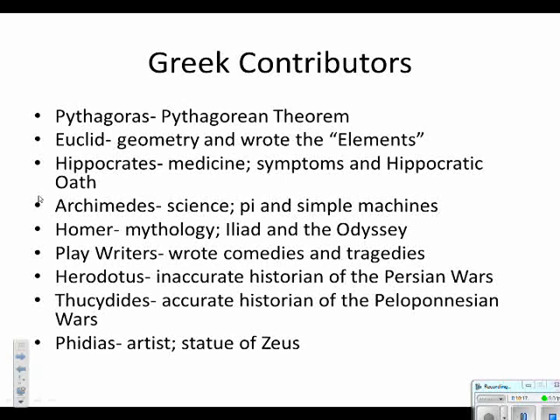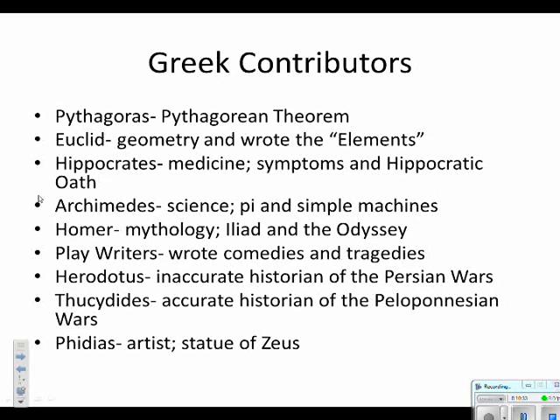He wrote mythology, particularly the Iliad and the Odyssey. They recorded the mythology for the Greeks. They also came up, the Greeks, with plays and dramas, more specifically comedies and tragedies. Two big ones to remember are Aeschylus and Sophocles.